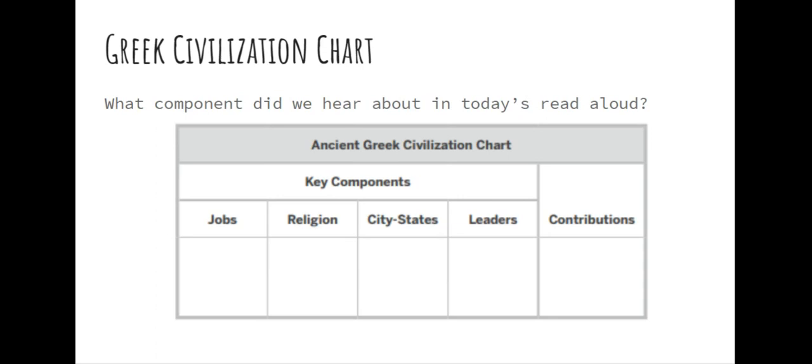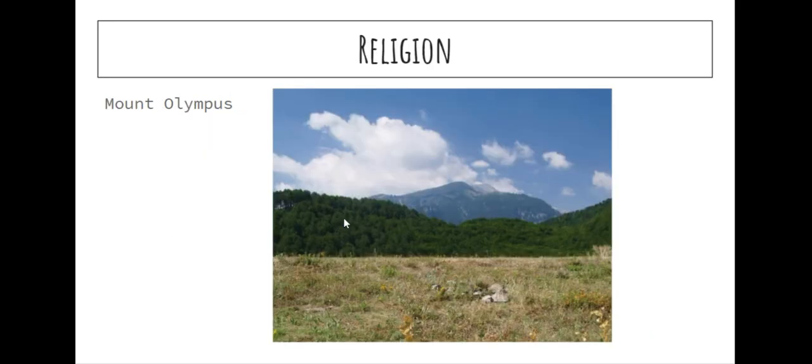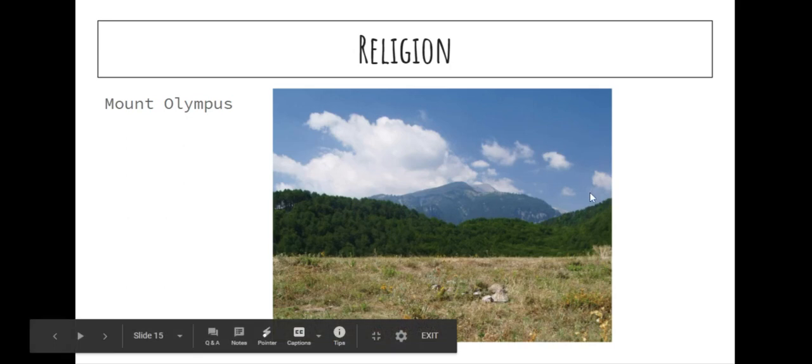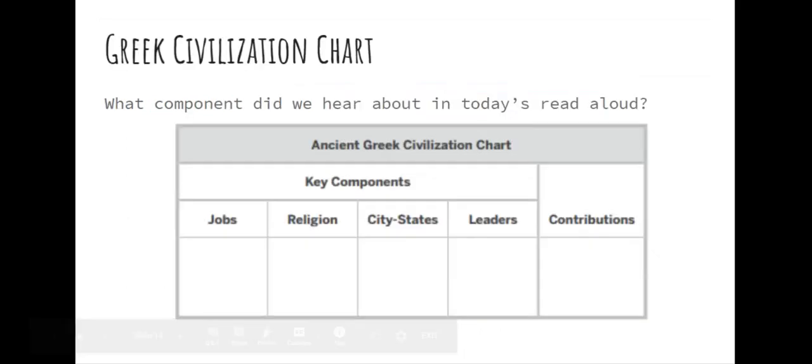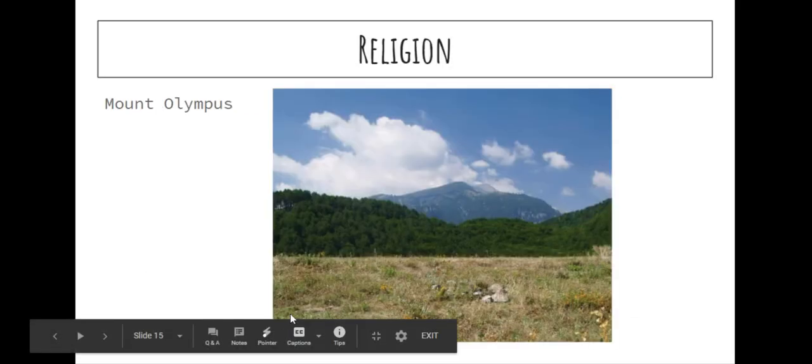So we're going to go to our Greek civilization chart. Remember, we're going to be talking about all these different components for the Greek civilization. What component did we hear about in today's read aloud? That's right, we heard about religion. So what we heard about for religion was just where they believed their gods lived, and they lived in a place called Mount Olympus. So now we added another thing to our chart, and under religion, we're going to be putting Mount Olympus.